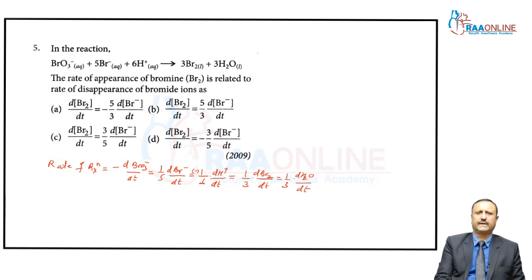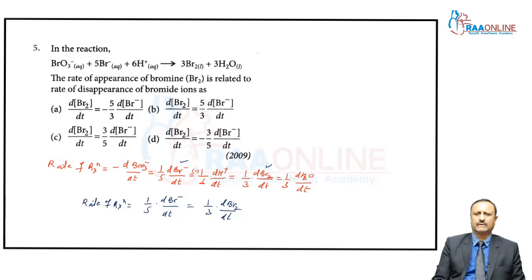Now, you can see that the rate of appearance of bromine is related to the rate of disappearance of bromide ions. Here, my dear students, now you can see the question. Bromine, this is the bromine, and they want the relationship between bromine and this bromide ion. So you now take bromine and bromide ions: rate of reaction equals minus 1/5 d[Br^-]/dt, and that equals 1/3 d[Br2]/dt. Now, my dear students, you can see the options. In the options, here you want d[Br2]/dt.